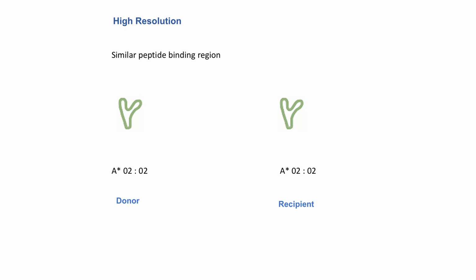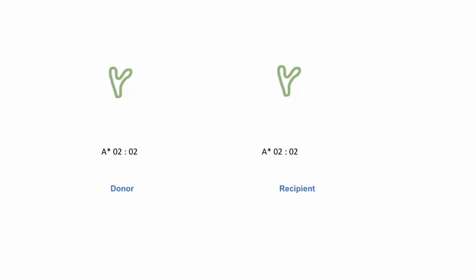So if a donor and recipient have HLA alleles that are similar on high resolution, they will have HLA molecules that will have a similar peptide binding region. However, on further analysis, they may have the same alleles or they may have different alleles.